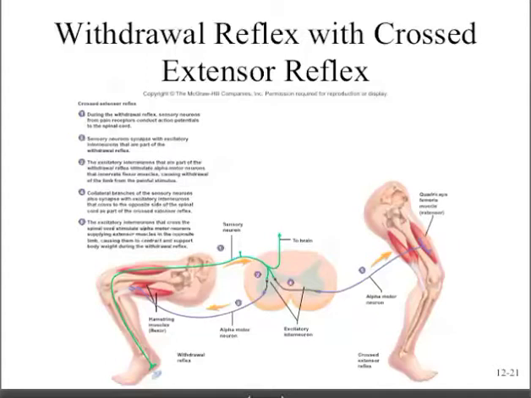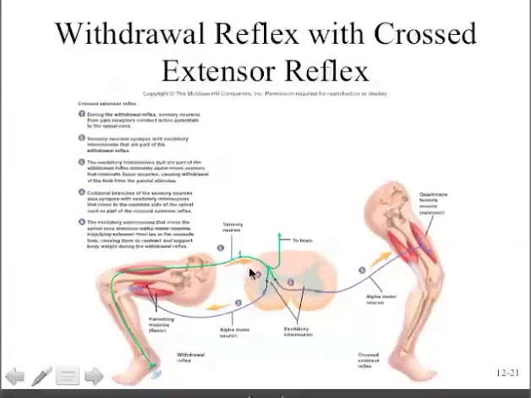And then collateral branches of the sensory neurons are going to initiate what we call the crossed extensor reflex. So what they'll do is they'll cross to the opposite side of the spinal cord as part of this crossed extensor reflex. The excitatory interneurons are going to stimulate alpha motor neurons on the contralateral side that supply extensor muscles in the opposite limb, and this will cause the knee to straighten, and this will support the body weight during the withdrawal reflex. And so you can see here again how all this works.